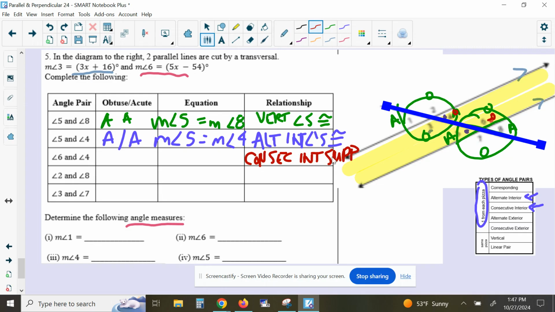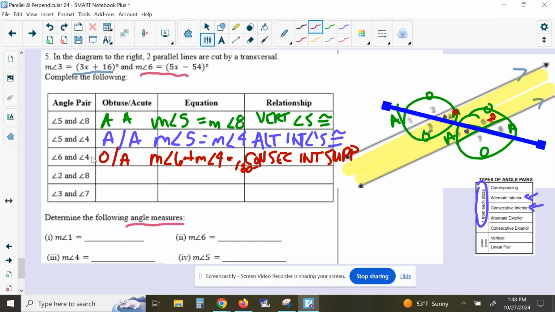Don't have a lot of room to write with this big fat marker. So 4 and 6 are both, I got an O and an A, right? And that means that they're going to add up to be 180. So the measure of angle 6 plus the measure of angle 4 equals 180 degrees.